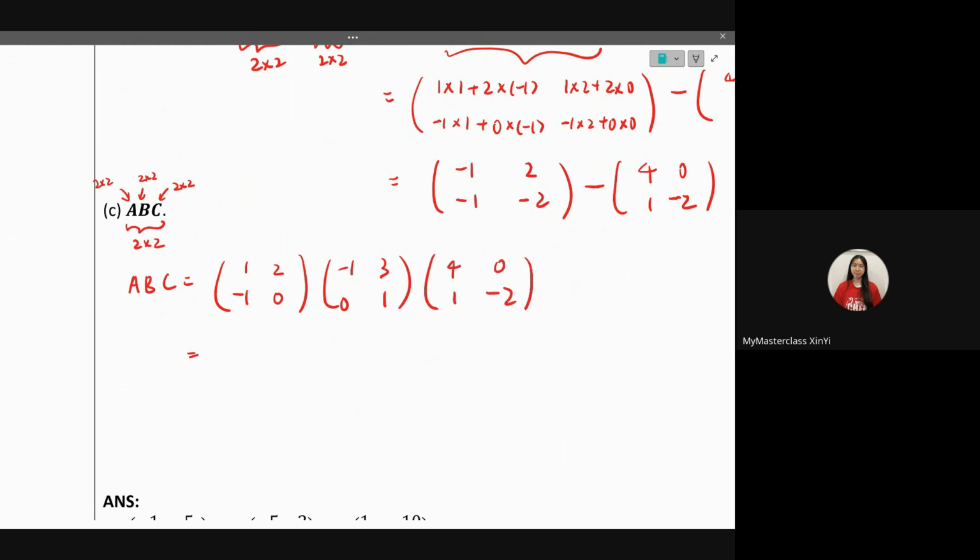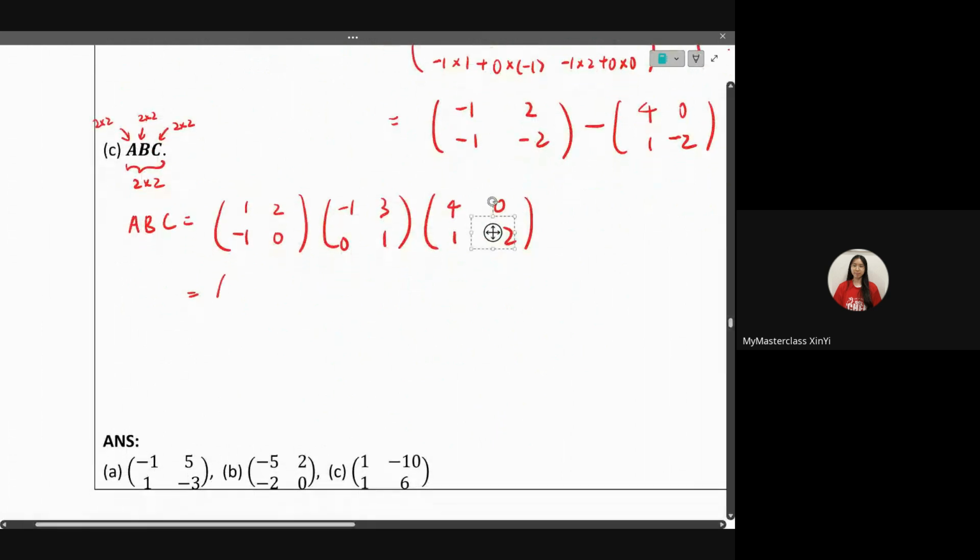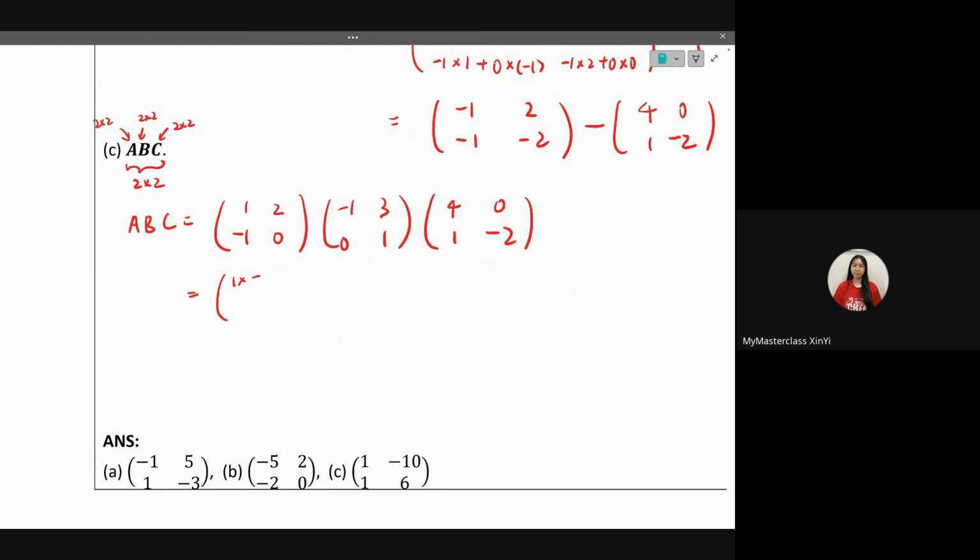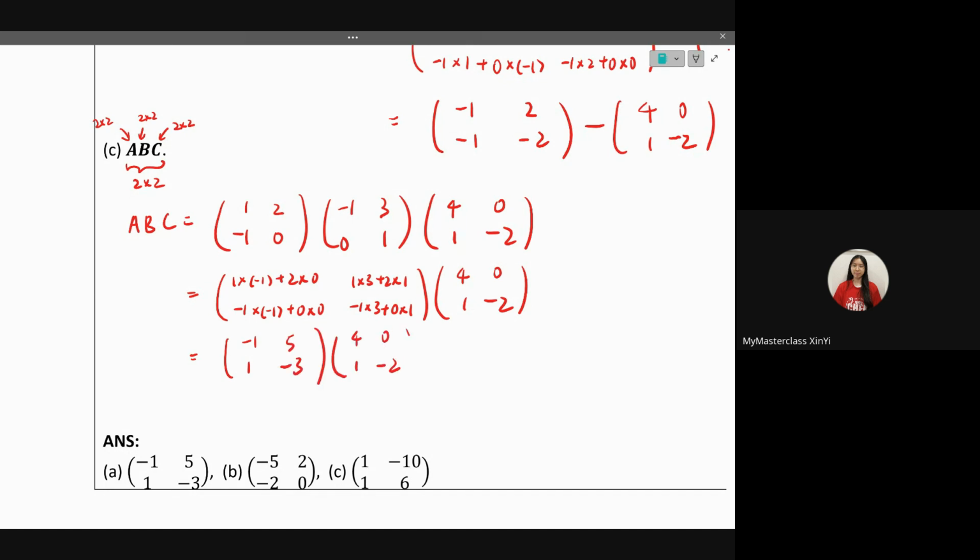Do your A multiplied by B first. So you have 1 times negative 1 plus 2 times 0. 1 times 3 plus 2 times 1. Negative 1 times negative 1 plus 0 times 0. Negative 1 times 3 plus 0 times 1. Then simplify first. You would have negative 1, 1, 5, negative 3, 4, 1, 0, negative 2.